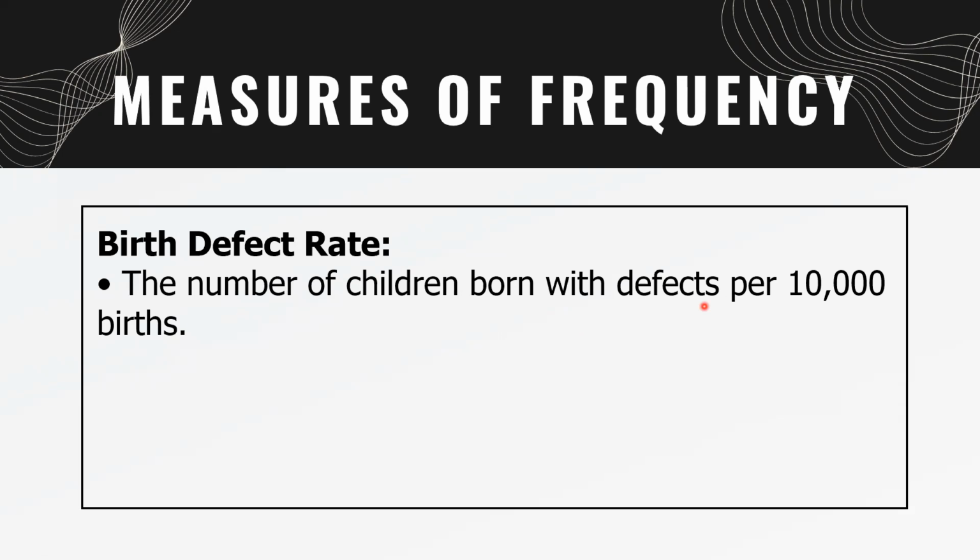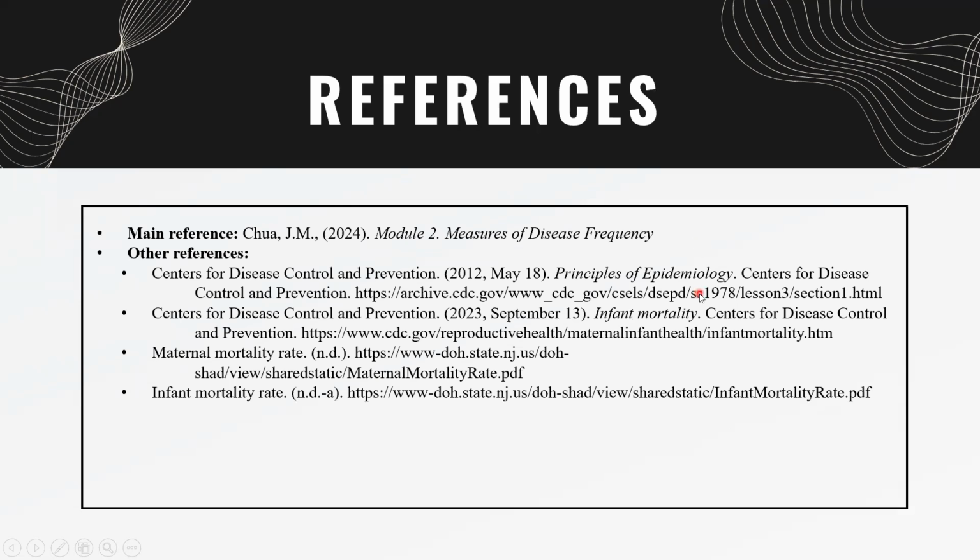For birth defect rate naman po, this is the number of children that were born with defects per 10,000 births. So the number of children with defects divided by the total number of births. No? So it is measured per 10,000 births. So, these are the references.